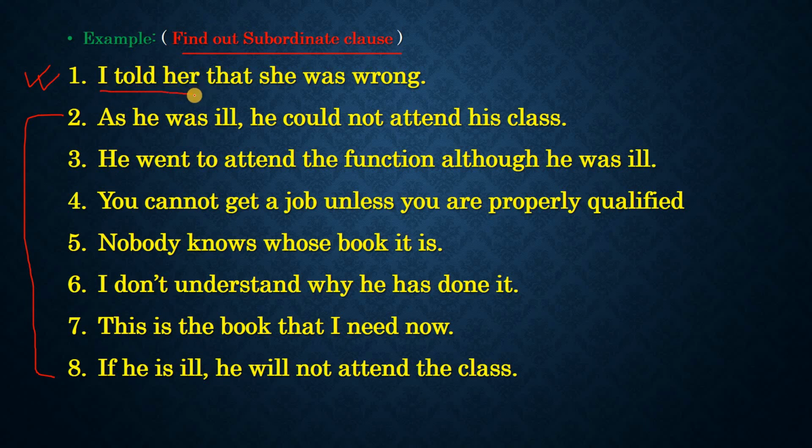I told her, this is the principal clause, that she was wrong. This line is the subordinate clause, because I have already got the subordinate conjunction: that. So dear students, already I think that you have some idea about subordinate clauses. So dear students, the rest of them will be your home tasks.